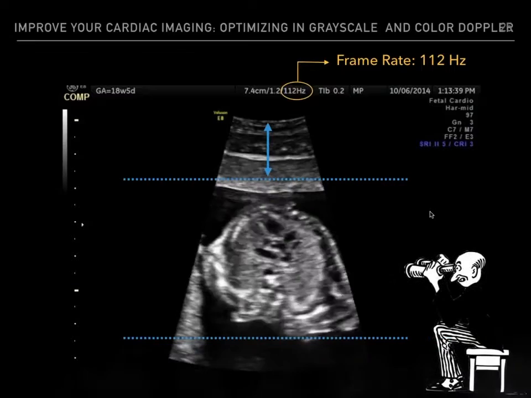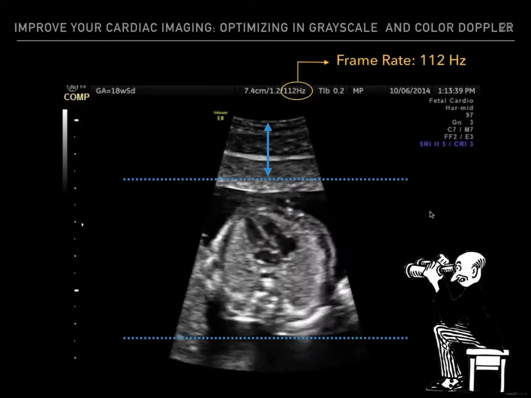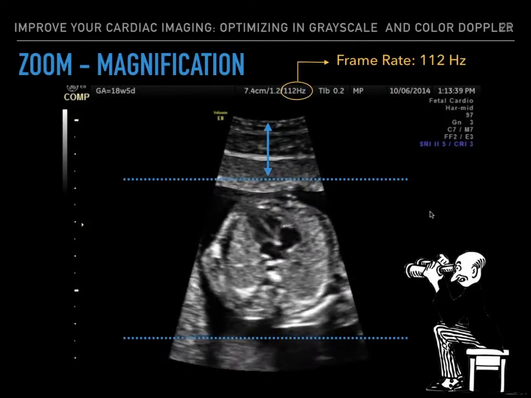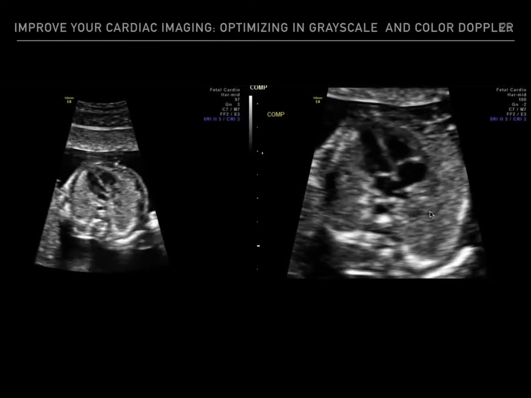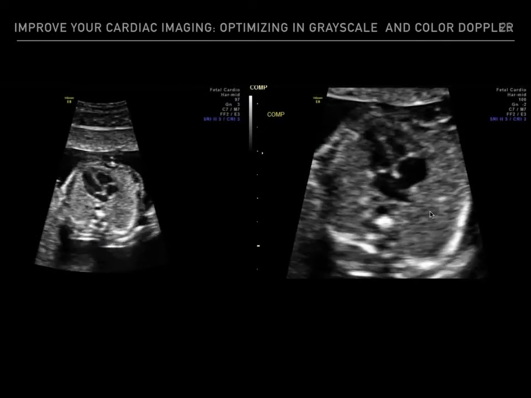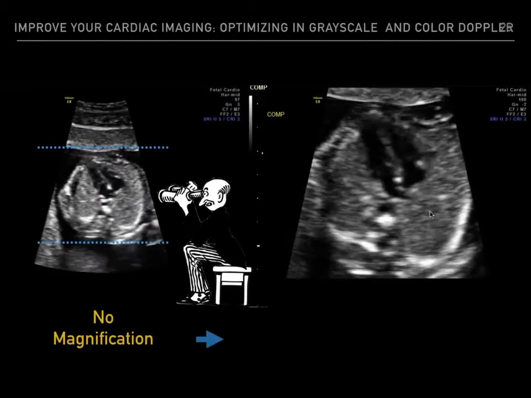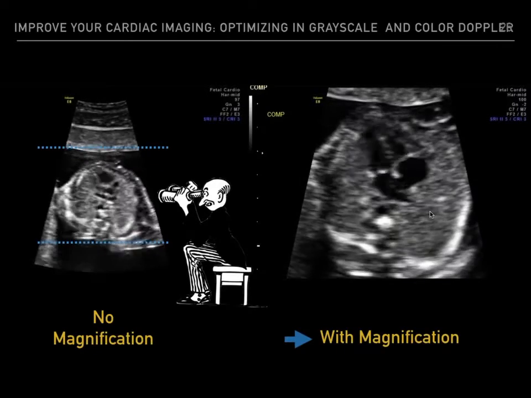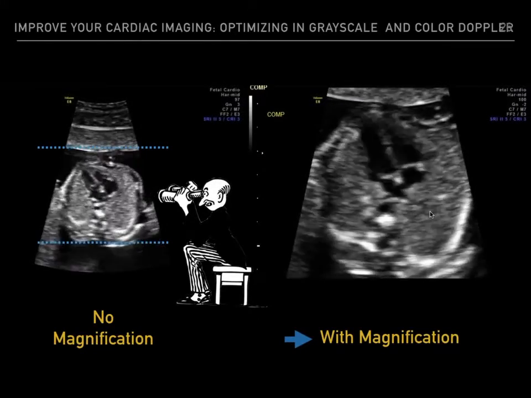Let's get rid of this extra near field space and magnify to our area of interest. This step is called zoom magnification. So you're coming from an image with no magnification to an improved image with magnification. In comparison with the two, we can clearly see which is the better image.